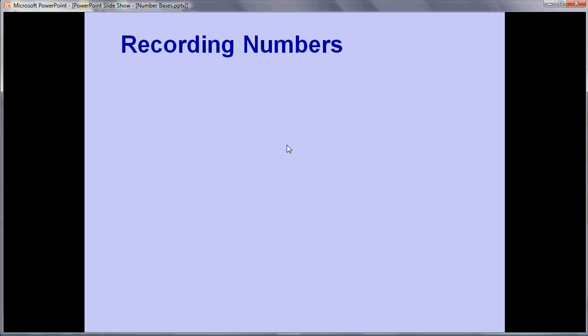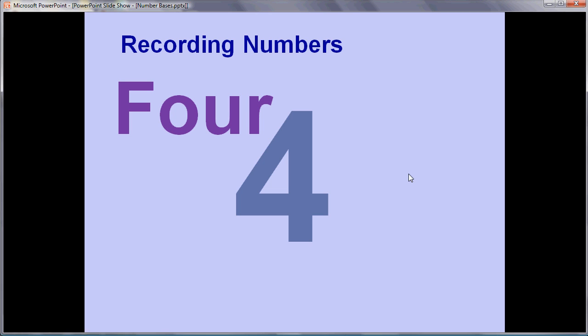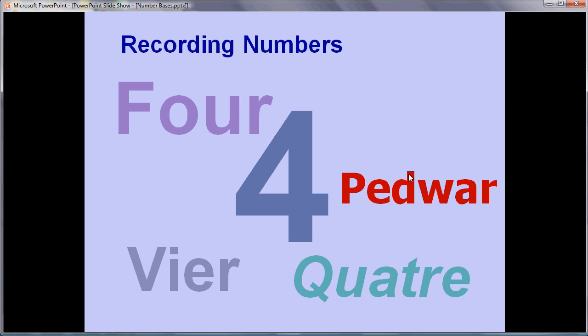We're probably already familiar with writing down numbers in different forms. If we had the number 4 that we wanted to communicate to somebody, we could write it down as a digit, and that's what you might do in your maths book. Or if we're writing a sentence in English, we could write the word four. Or if we're using other languages, we could write down number 4 in other ways. So we could write it down in French or in German or in Welsh.